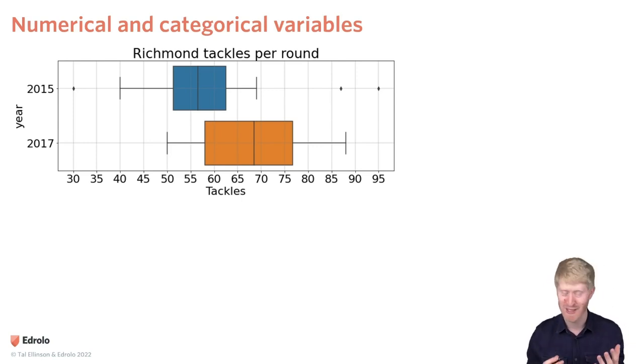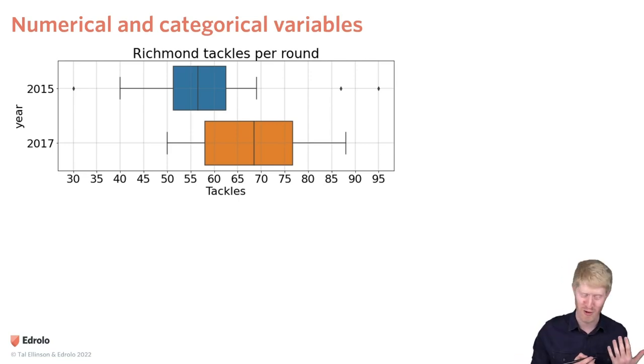Now, the mighty Richmond Tigers won a premiership in 2017. And in 2015, I think they finished 5th and were knocked out in the elimination final. We can clearly see, we know there's an improvement, and we can actually see this in the data itself.